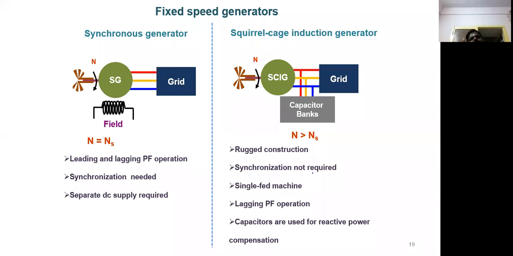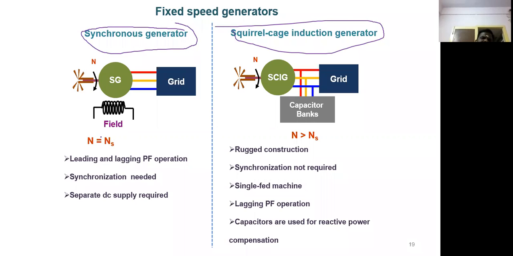For the fixed speed generators, let us consider that the wind turbine always operates at a fixed speed. We can see the comparison between the synchronous generator and a squirrel cage induction generator. The speed of the synchronous generator is always constant, in the sense that the generator frequency is constant, since f is equal to Pn divided by 120. This is the synchronous generator directly connected to the grid.